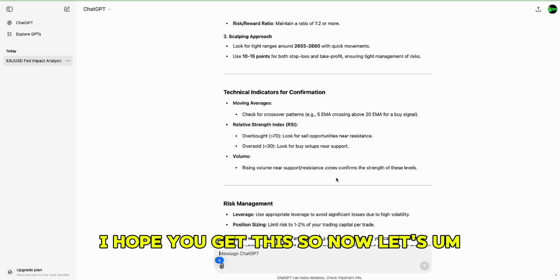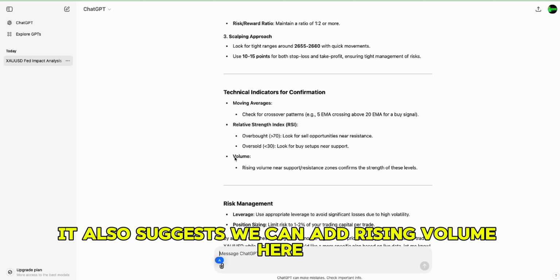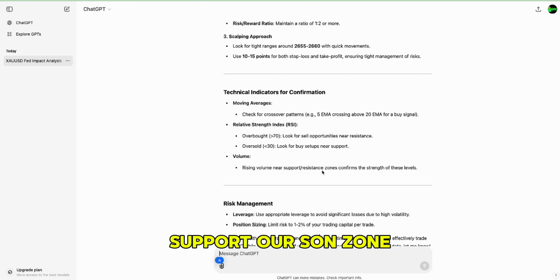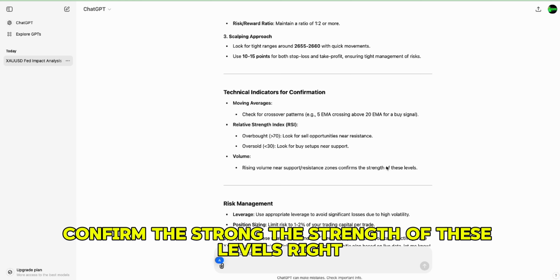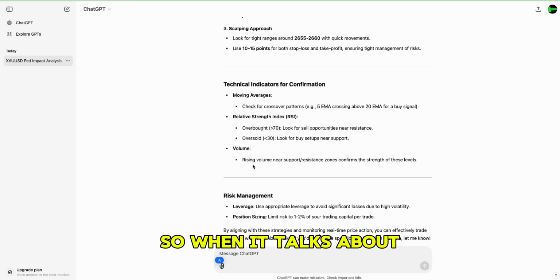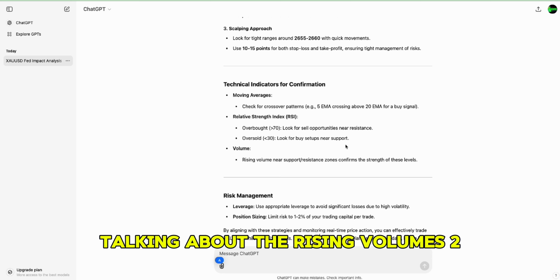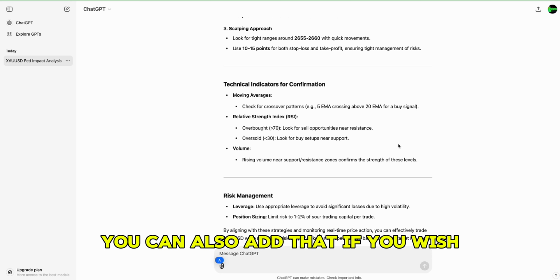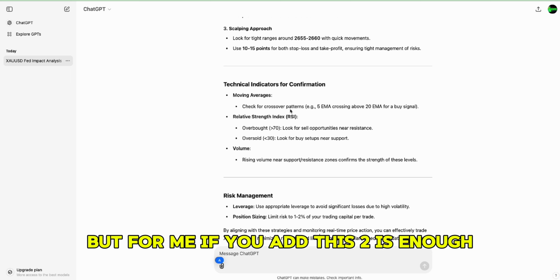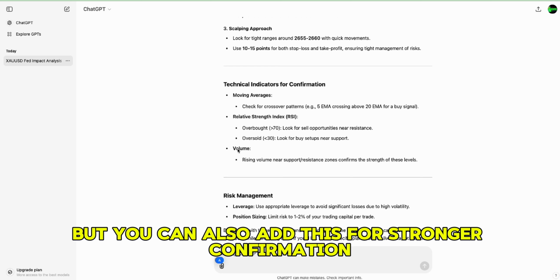So it also suggests we can add rising volume near support and resistance zones, to confirm the strength of these levels, right? It's talking about rising volumes too. You can also add that if you wish, but for me, if you add these two it is enough, but you can also add this for stronger confirmation.